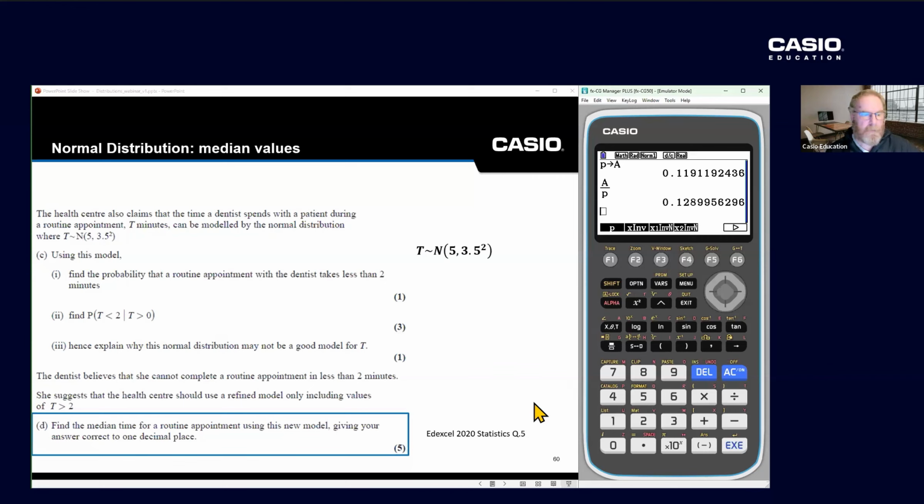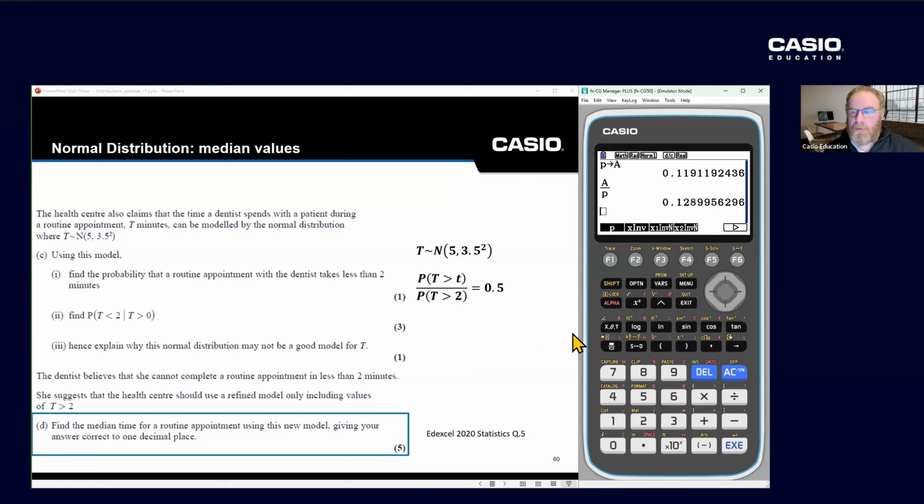Last part of this question. Okay. Slightly different. You now can't complete something in less than 2 minutes, so only including values greater than 2. The question is now looking for a median time. Okay, so median, you're instantly thinking about the value of a half somewhere. To calculate the median, what we need to do is find the value of t where the probability of being greater than that value, divided by the probability of being greater than 2, is a half. If you think about what's required graphically, that does make sense.